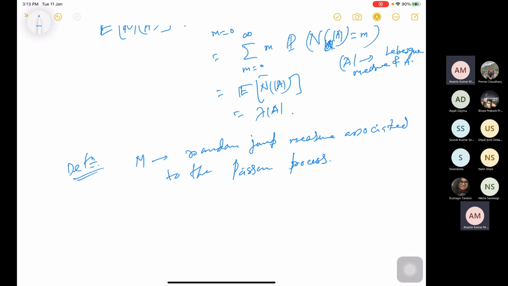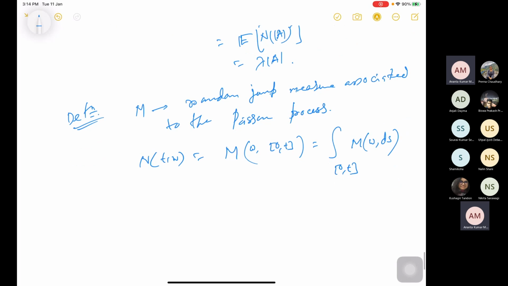Now, in terms of this Poisson random measure, or the random jump measure associated to the Poisson process, I can rewrite my Poisson process in the following way. N of t omega is nothing but M of omega on 0 to small t, which is the integral over 0 to small t of M omega d s, because M is a measure on 0 to infinity. So N of 0 t is the measure integrated over 0 to t, the total count. In this way one can represent the Poisson process.